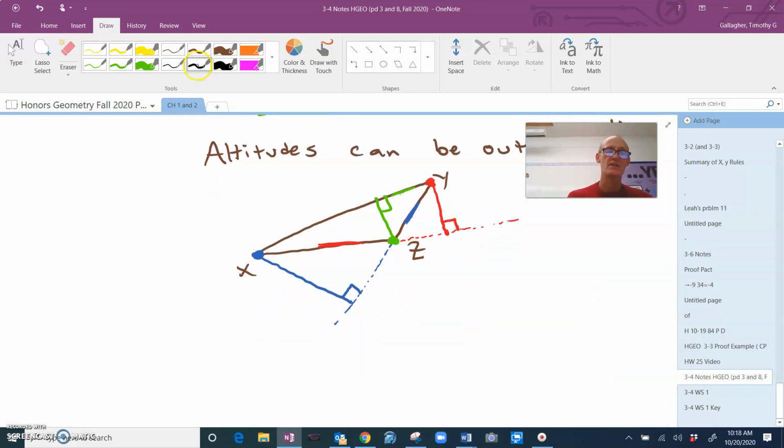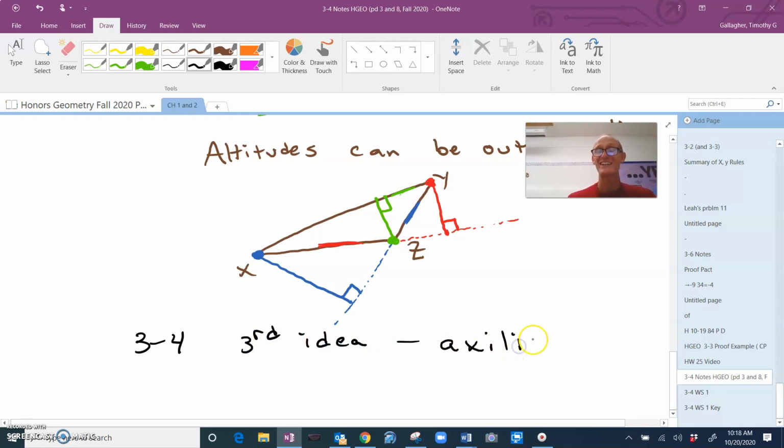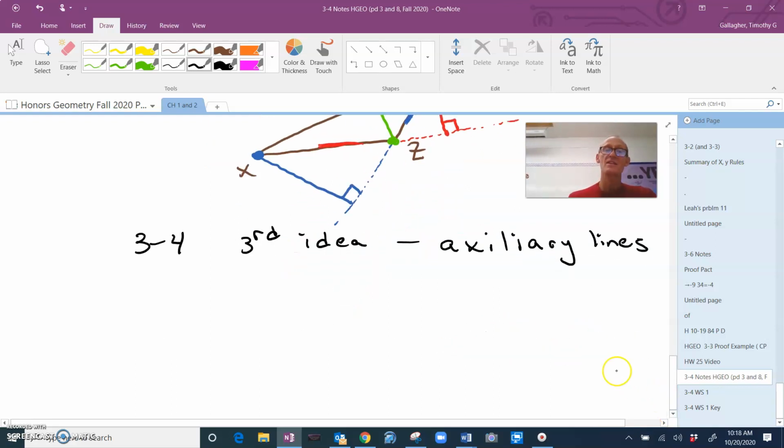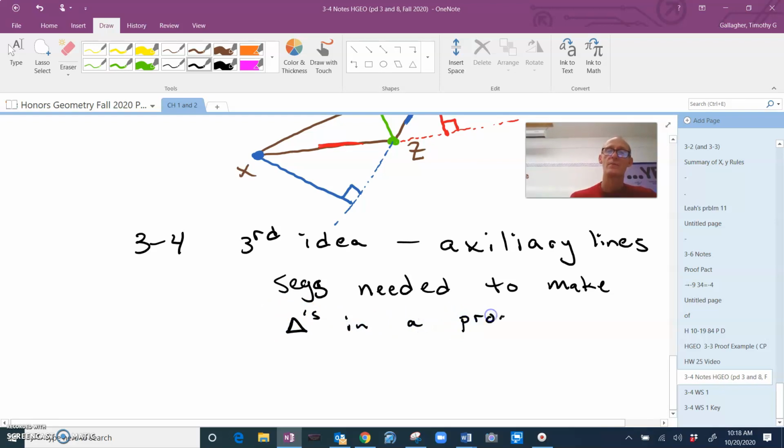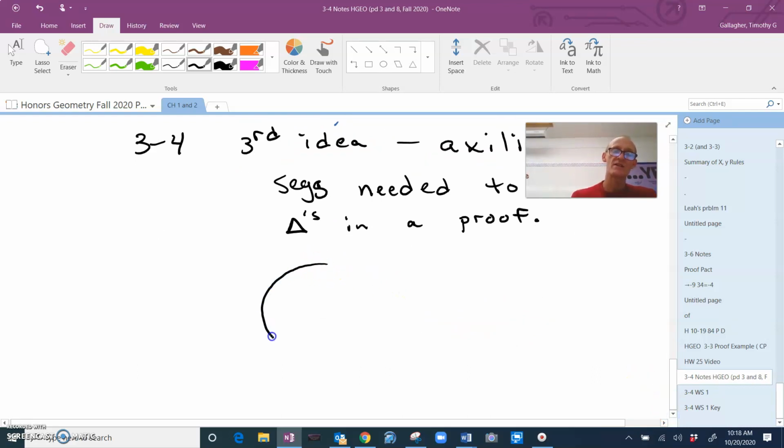All right, so the third piece in this 3-4, the third idea is auxiliary lines. These are the segments needed to make triangles in a proof.